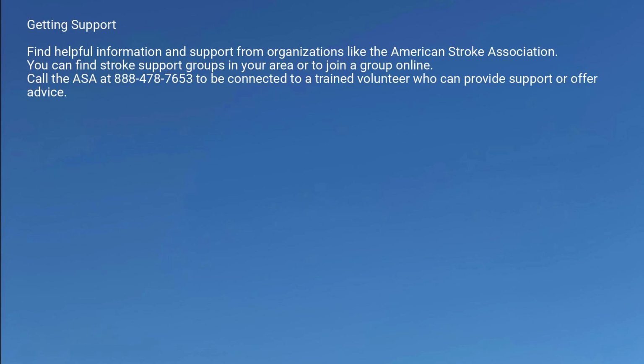Getting support. Find helpful information and support from organizations like the American Stroke Association. You can find stroke support groups in your area or join a group online. Call the ASA at 888-478-7653 to be connected to a trained volunteer who can provide support or offer advice.